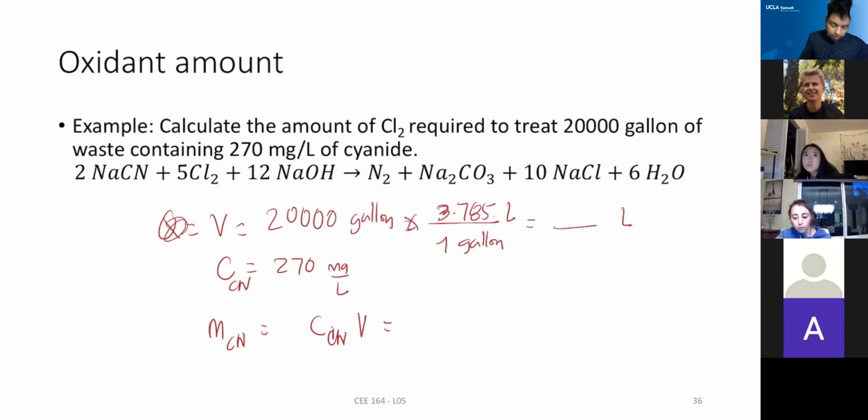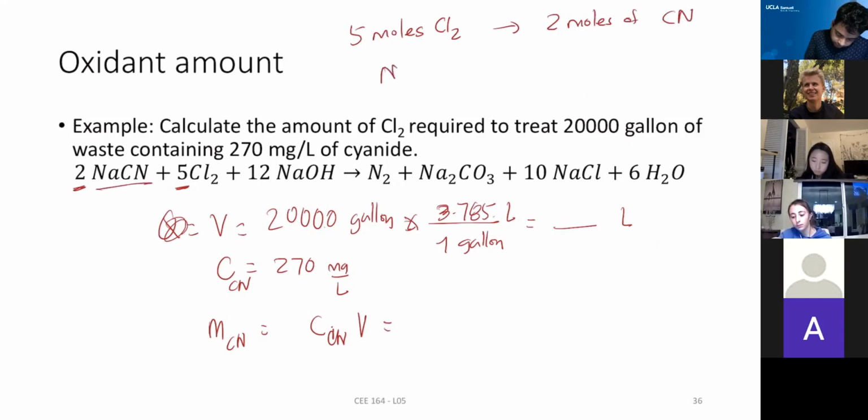If you know the mass, you know here that 5 moles of chlorine is needed to treat 2 moles of sodium cyanide. Or another way to say it is, from this reaction, 5 moles of chlorine are required to treat 2 moles of cyanide, because 1 mole of NaCN is sodium plus cyanide. That means 1 mole of sodium cyanide is the same as 1 mole of cyanide. That's why I wrote 5 moles of chlorine is required to treat 2 moles of cyanide.